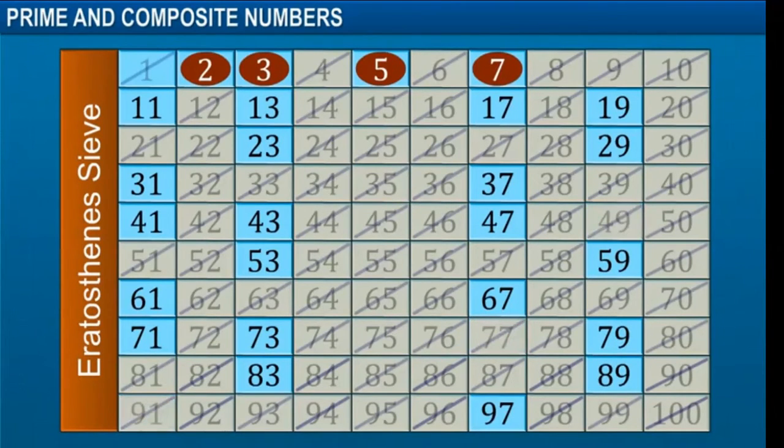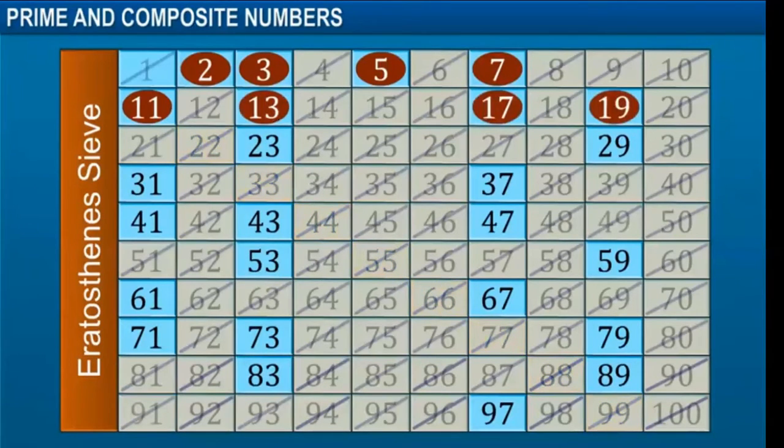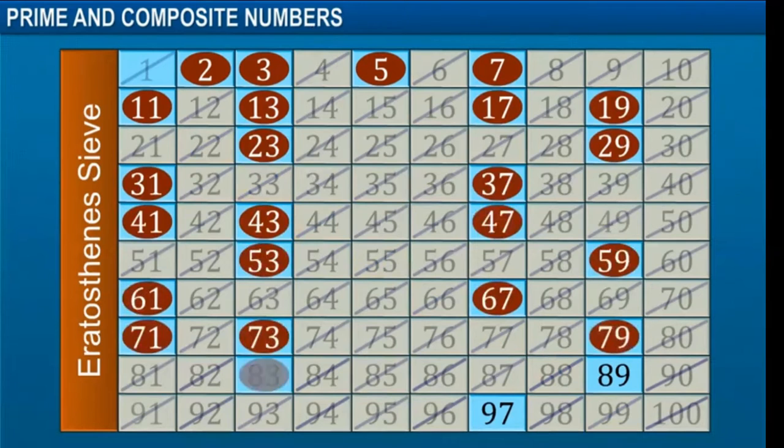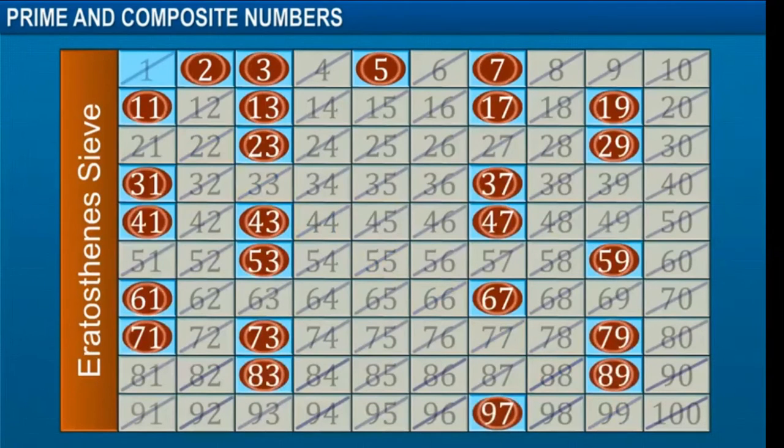Circle the next number 11. Try finding any uncrossed multiple of 11 in the grid. You will find that all multiples of 11 from 1 to 100 have already been crossed out. Circle the next uncrossed number and repeat the process. The circled, uncrossed numbers that remain in the grid are the prime numbers from 1 to 100.